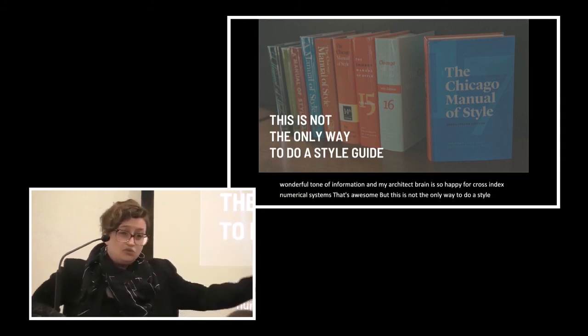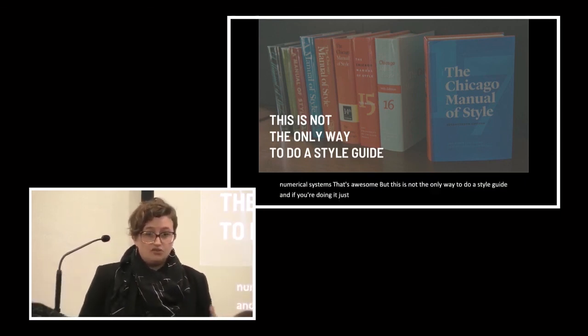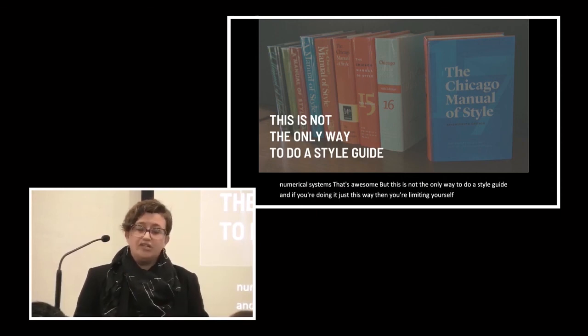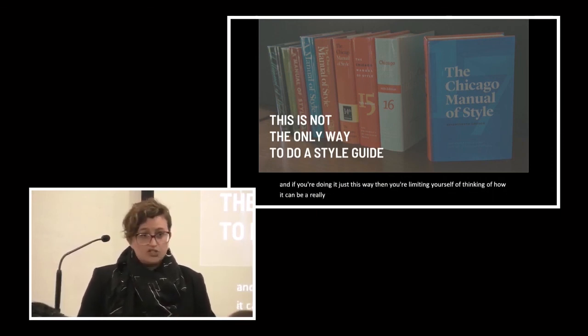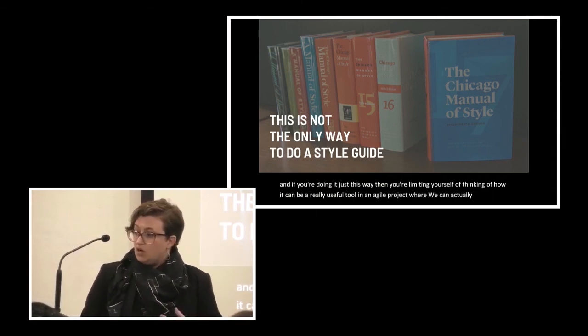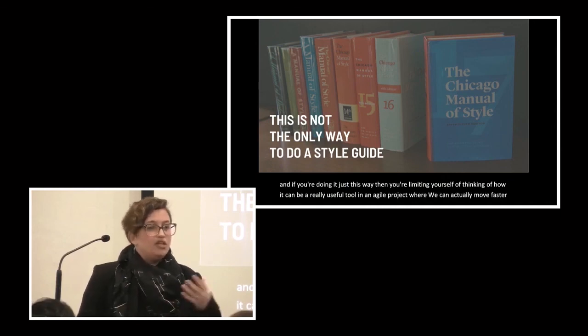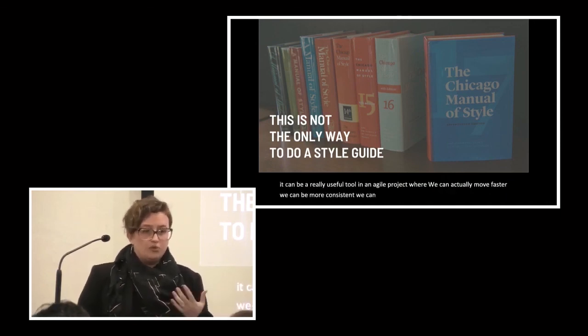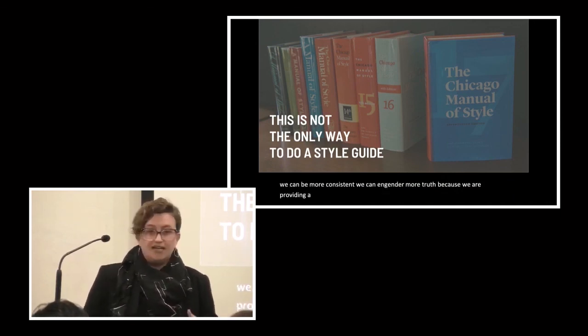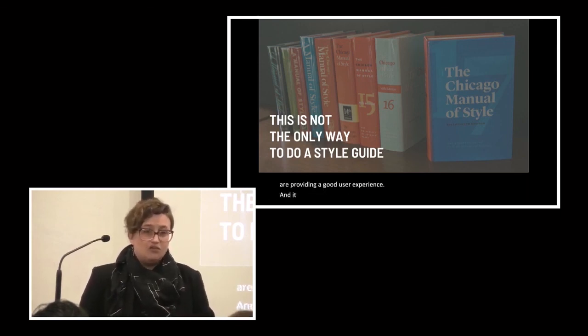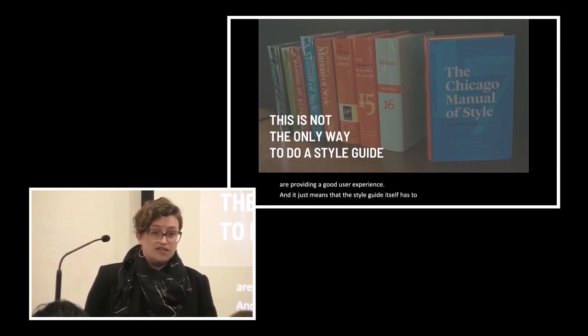And if you're doing it just this way, then you're limiting yourself of thinking of how it can be a really useful tool in an Agile project where we can actually move faster. We can be more consistent, we can engender more trust because we are providing a good user experience. And it just means that the style guide itself has to be Agile as well as the project.